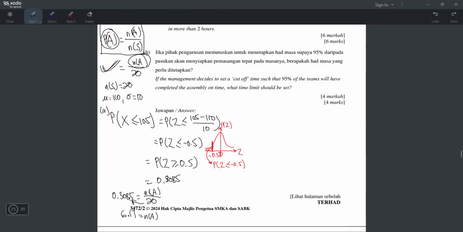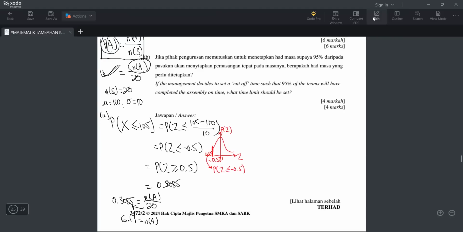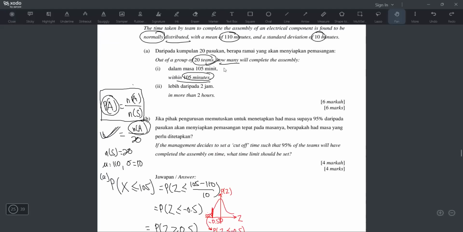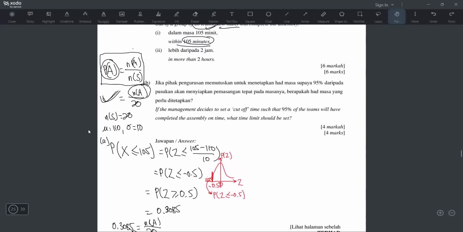But the number of teams cannot have decimals. This one is the number of teams, so it has to be an integer. So, how many teams? 6 teams. Okay, 6 teams. So the NA is, I'll just write here, 6 teams. The extra 0.17 we don't count as one team. So how many teams complete within 105 minutes? 6 teams, that's all. That's the answer. Okay, let's do question 2.